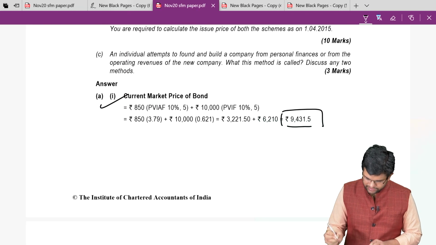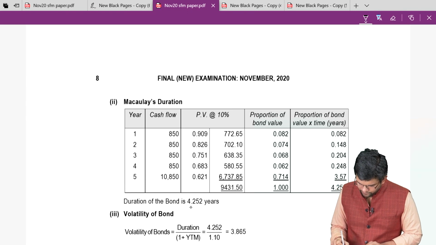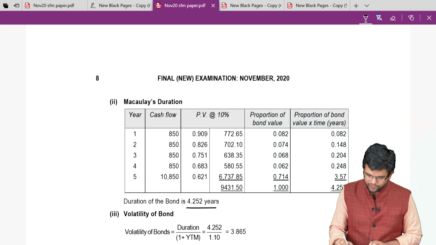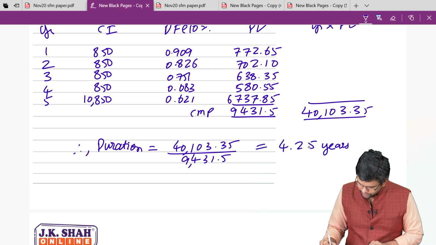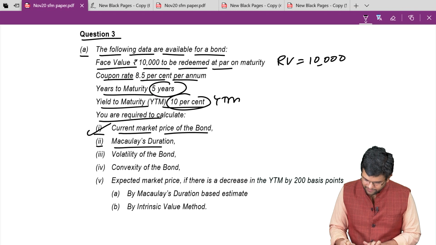Let's check what the institute is getting. Okay, yes, 4.252. We also got 4.252. Big deal. Write down here 252. Same answer. So with that children, we complete Macaulay's duration.